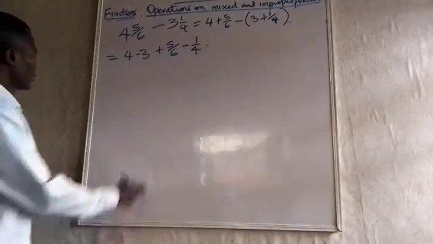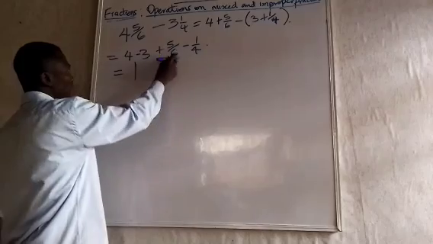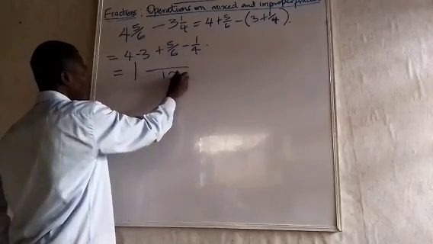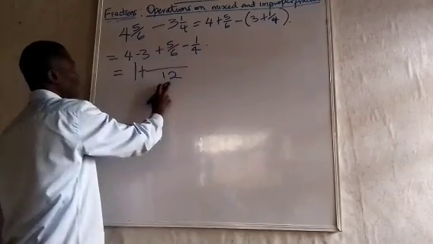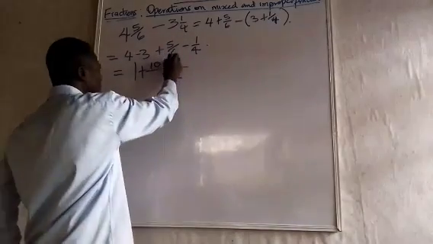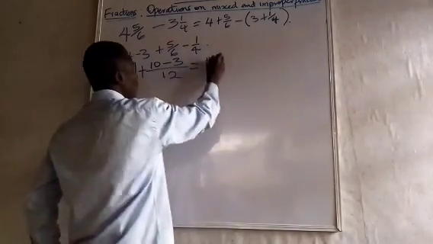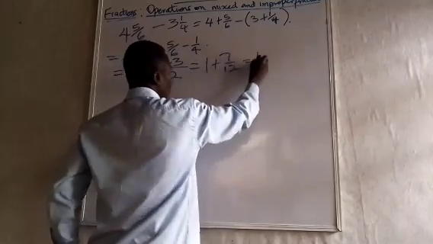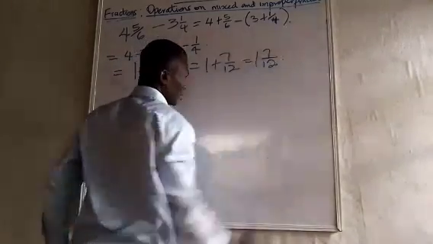Here now, this gives me 1. LCM of this is 12. 6 in 12, 2 times 5, 10. 4 in 12, 3 times 1, 3. So I am going to have 1 plus 7 over 12, 1 7 over 12. You can see.